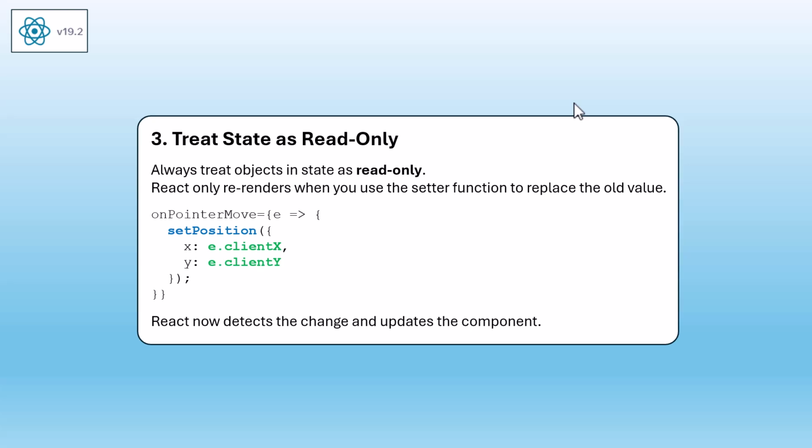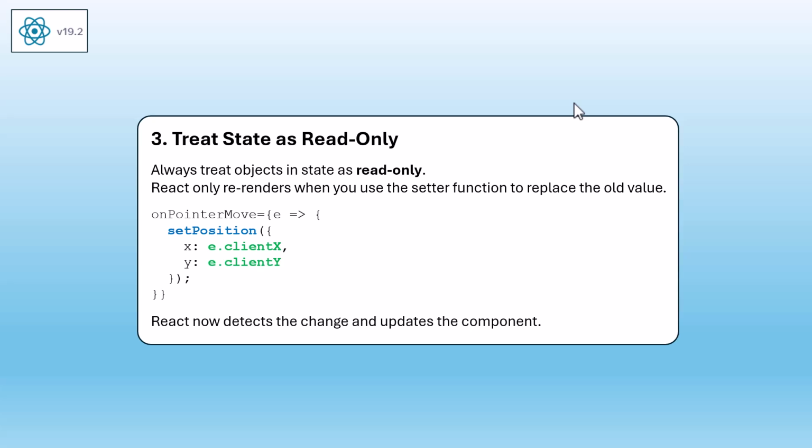3. Treat state as read-only. Whenever you store an object in state, think of it as read-only. React only re-renders components when you use the state-setter function to replace the old value with a new one. If you directly modify the existing object, React won't know that anything has changed, and your interface won't update. It's like trying to change your restaurant order after you've already eaten. The system has already moved on.